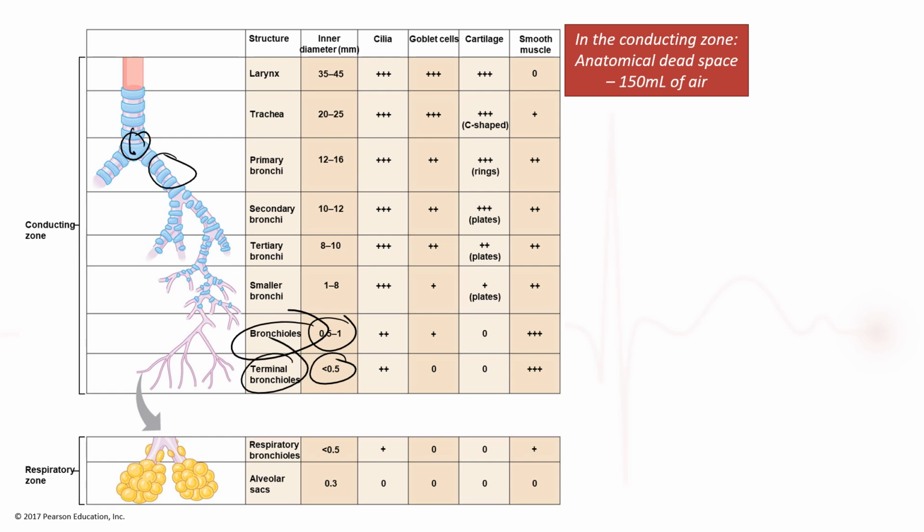Air travels down the trachea, and if we're looking at the left side here, air is going to travel from the trachea into the left primary bronchus, and then into the secondary bronchi, then into the 10 different tertiary bronchi, and then all of the smaller bronchi that branch off of the tertiary bronchi. The smaller bronchi are just going to keep branching and branching and branching until they eventually become bronchioles, which have internal diameters between 0.5 and 1 millimeter.